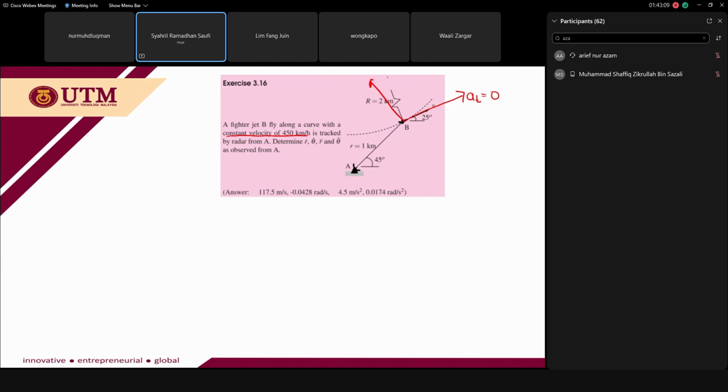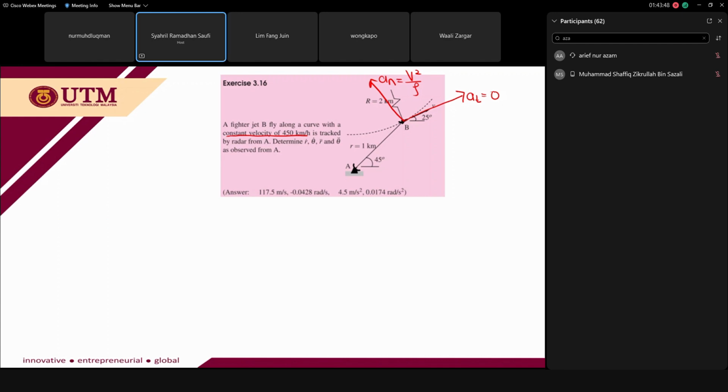So this is your theta axis inward. AT is 0. Sorry, it's not A theta, it's A normal. So this one is A normal, and A normal is equal to V squared over rho.